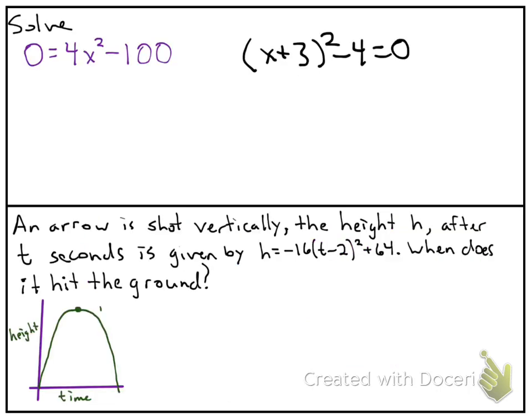So, a couple others. I have 0 equals 4x squared minus 100. I want to get the x squared by itself, so I'm going to undo order of operations. I'm going to add 100 to the other side, or to both sides. That moves the 100 over.